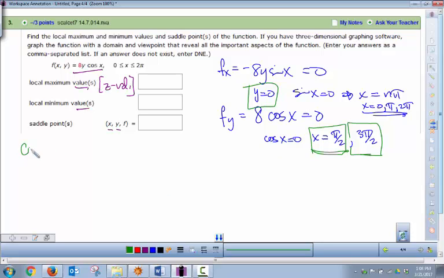So our critical points are going to be pi over 2 comma 0 and 3 pi over 2 comma 0. So those are our critical points.